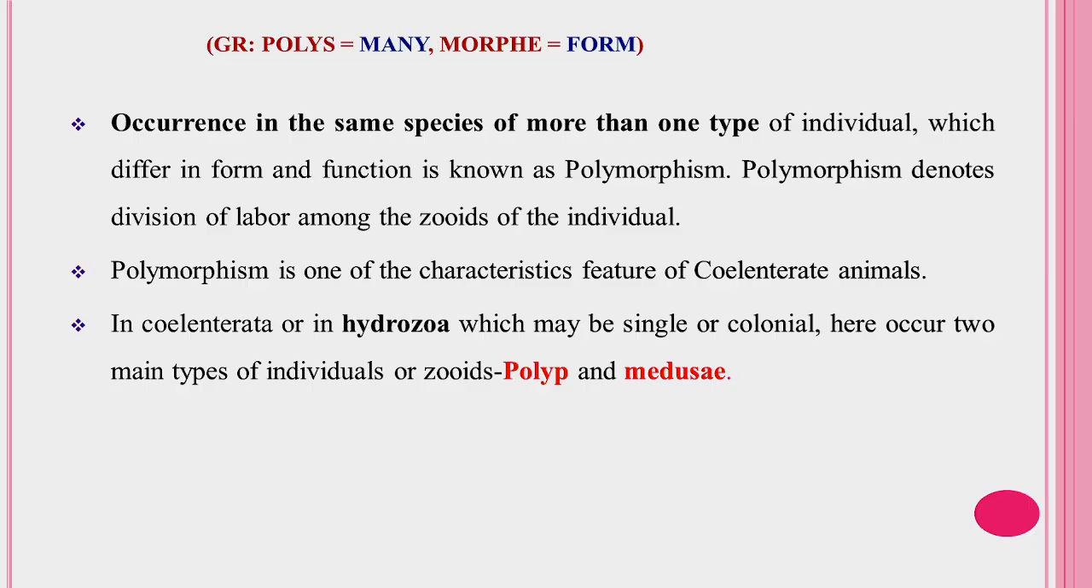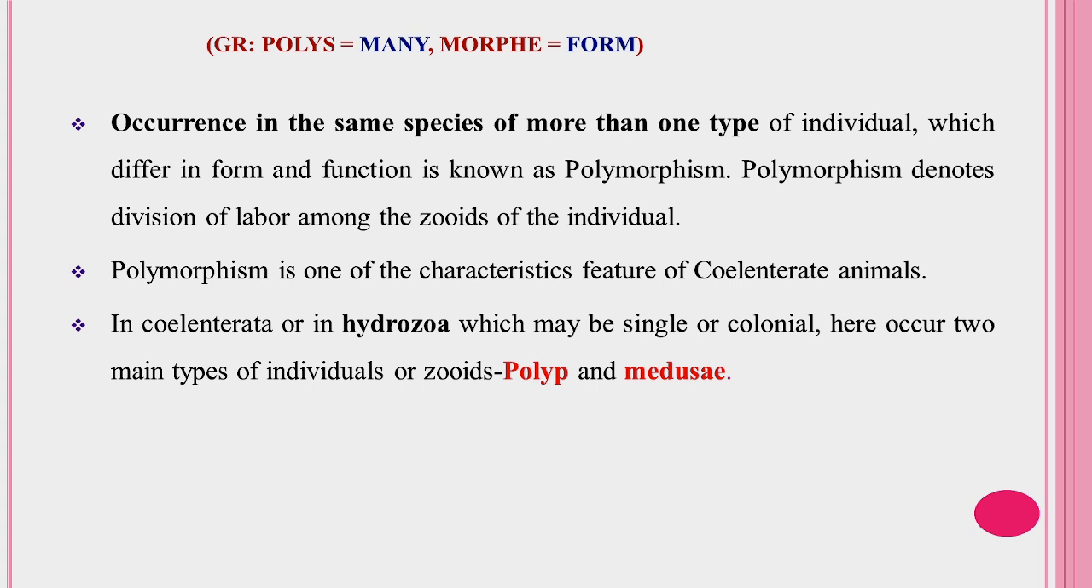Let us see the definition of polymorphism. The word polymorphism has been taken from the Greek words polys, meaning many, and morphe, meaning forms. Various forms present in a single individual is called polymorphism. The structures and functions may be different according to their mode of action and requirement. Here polymorphism denotes the division of labor among the zooids of the individuals. Polymorphism is one of the important features that can be present in coelenterate animals.